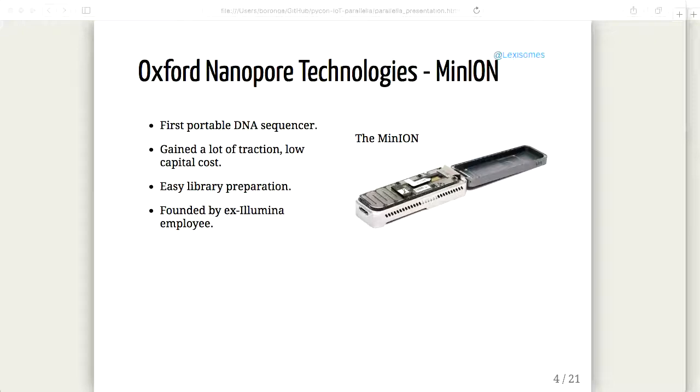So first of all, the MinION, which I showed before, is the world's first portable DNA sequencer. It's gained a lot of traction, particularly in the Twitter sphere and the Internet of Things sphere, because of its low capital cost and very easy library preparation. That's preparing the DNA so that you can load it onto this machine. People have done it on TED as well, where they just grabbed a couple of pipettes and did it. The library prep itself only requires pipettes and a little micro centrifuge to spin down liquids. It was founded by an ex-Illumina employee. Illumina are the main DNA sequencing gurus in the world. They own 90% of the share of the sequencing market. And they're not friends anymore.